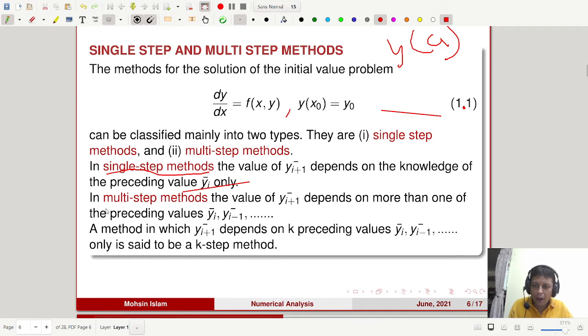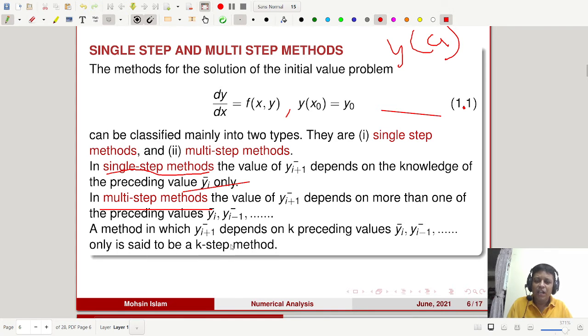But in multi-step methods, look at that, the value of yi+1 bar depends on more than one of the preceding values: yi bar, yi-1 bar, yi-2 bar, etc., all the preceding values. But in a single step method, yi+1 bar depends on only the preceding value, yi bar. That is the difference between single step methods and multi-step methods.